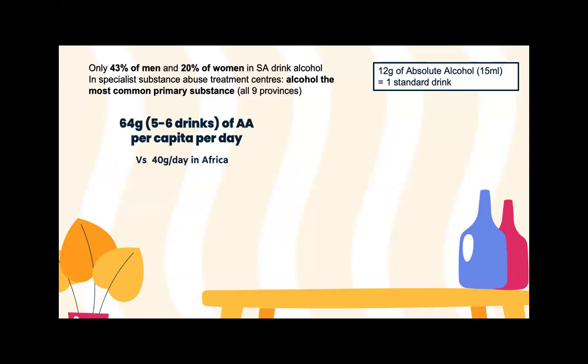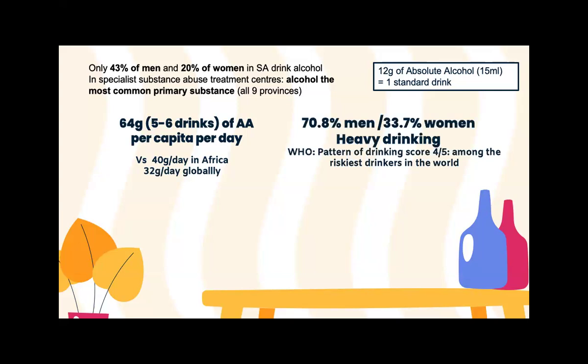So when we measure alcohol, they always measure it in what they call absolute alcohol levels, which is 12 grams, and that we can sort of consider one standard drink or 1 unit. And then if you take the average of how much we drink in South Africa, it constitutes about 64 grams of absolute alcohol per day. And this just helps us to compare it to Africa and globally. And South Africa, in terms of the amount of alcohol that gets consumed per capita, is some of the highest in the world.